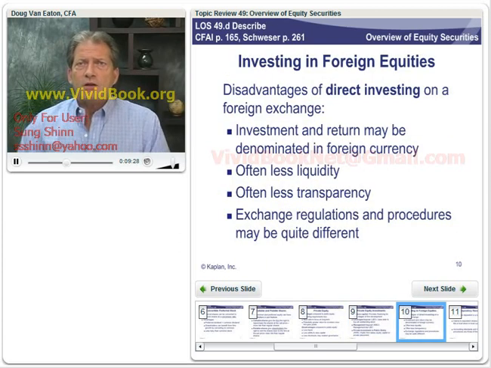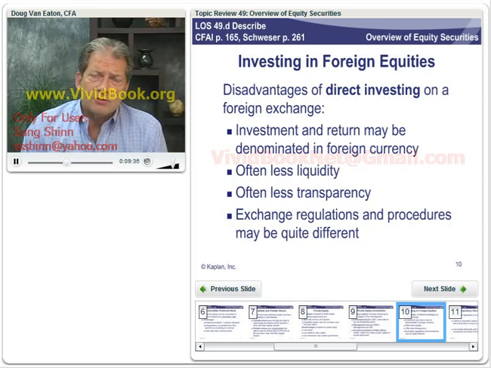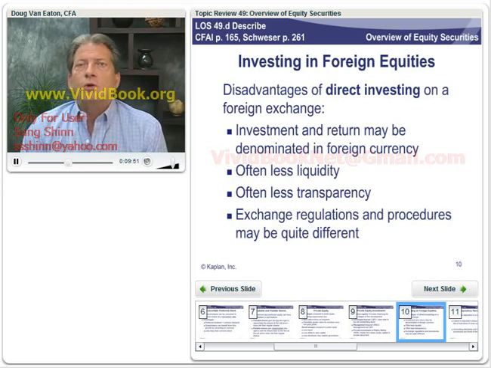Now, if we talk about investing in foreign equities, there's some advantages and there's some disadvantages. Clearly, some of the advantages are getting the exposure you want and having the ability to invest in a wider range of companies around the world. But it may be the case that your investment and your return are denominated in a foreign currency, so that can be a disadvantage. It adds another layer of risk to the transaction.